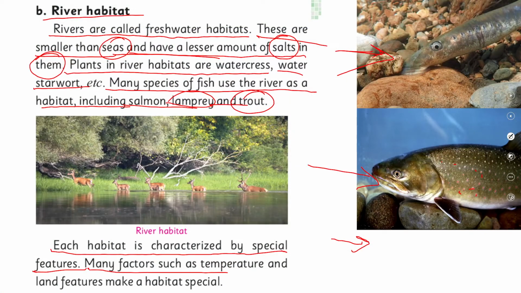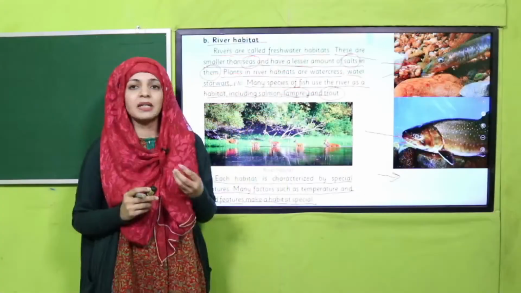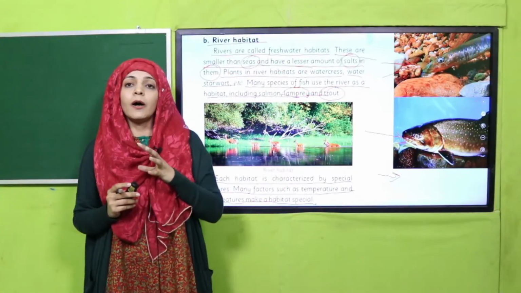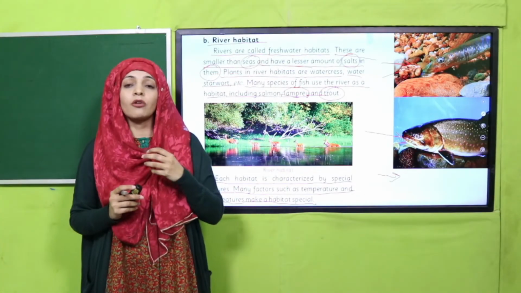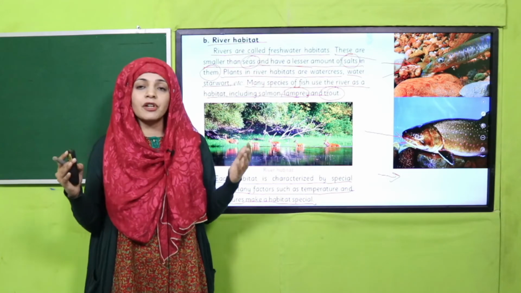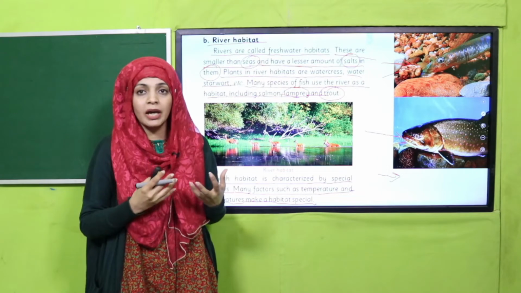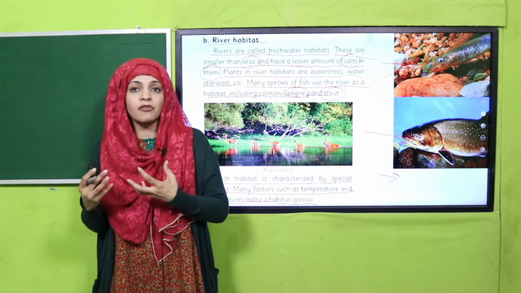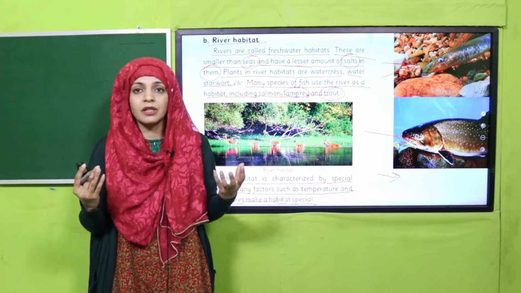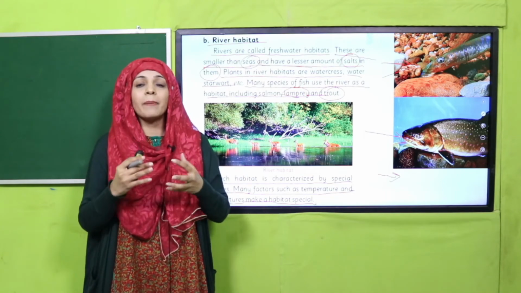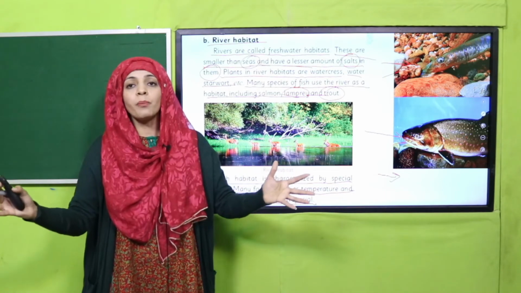Many factors such as temperature and land features make a habitat special. So my dear students, कोई भी habitat, whether it is polar habitat, desert habitat, aquatic habitat और forest habitat, वो कैसे difference उनके अंदर होता है, वो कैसे special होते हैं, क्योंकि वहाँ पे temperature different होता है, इसी वजह से vegetation different type की होती है, atmosphere different तरह का होता है. That's how habitats vary from each other.